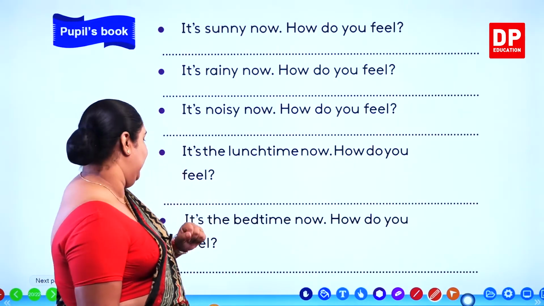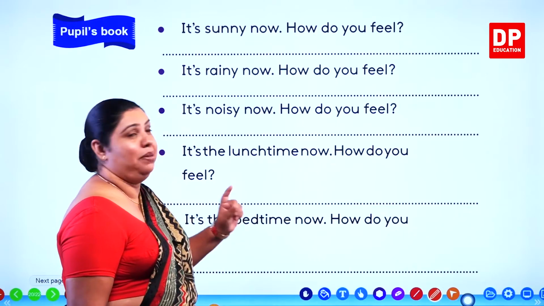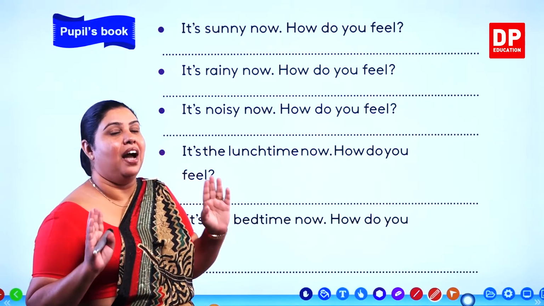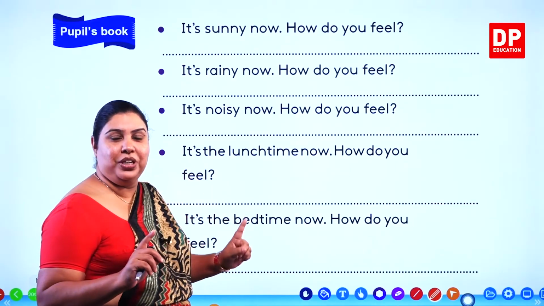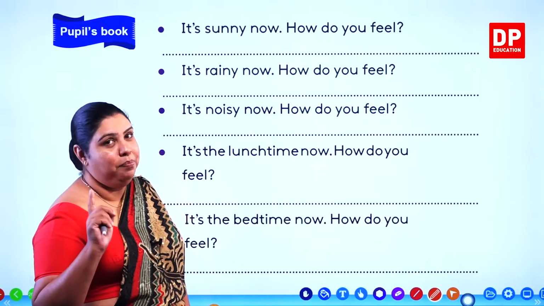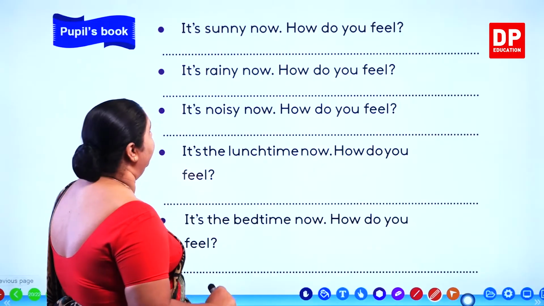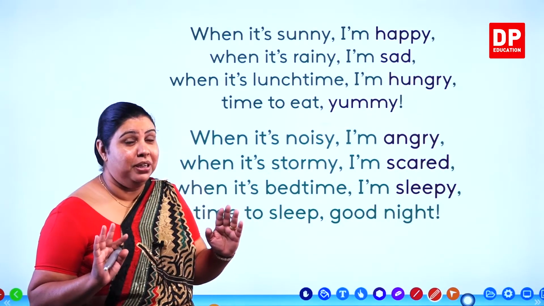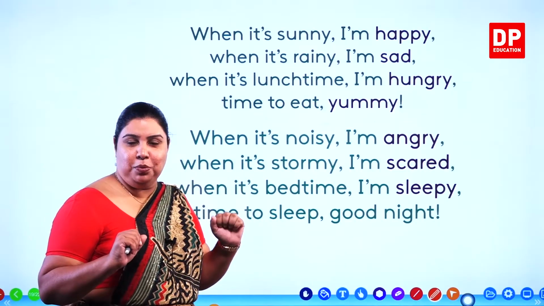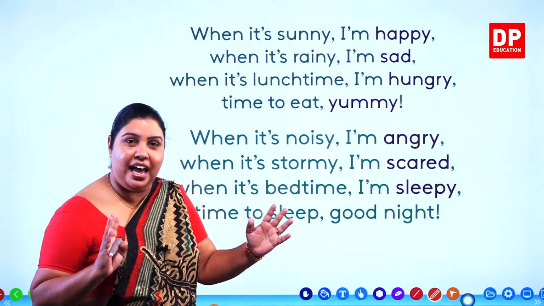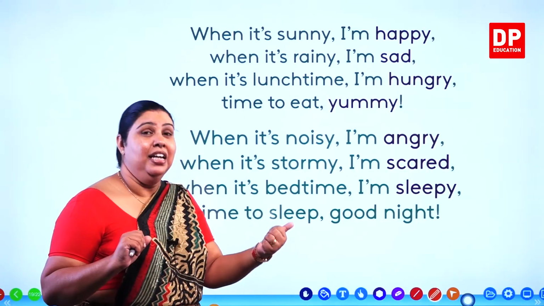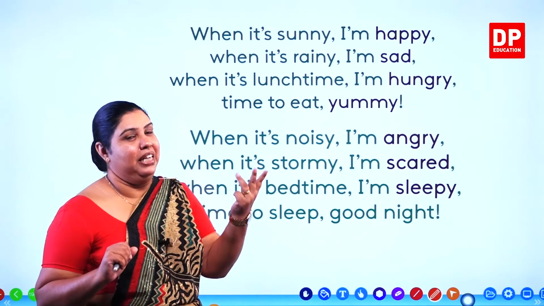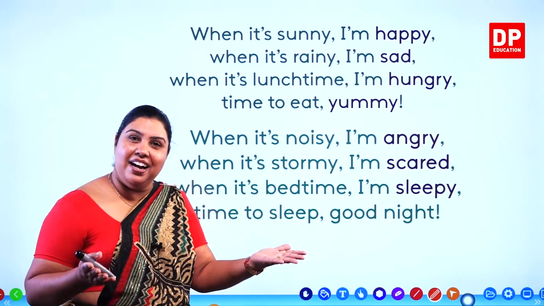How do you feel? It's the bedtime now. How do you feel? So now we are going to find the answers for these questions reading our poem. Right, let's read the poem now once again. Now I hope you can remember all the feelings that we spoke about, the emotions that we have about being happy, about being sad, being hungry, being sleepy, being scared, right?